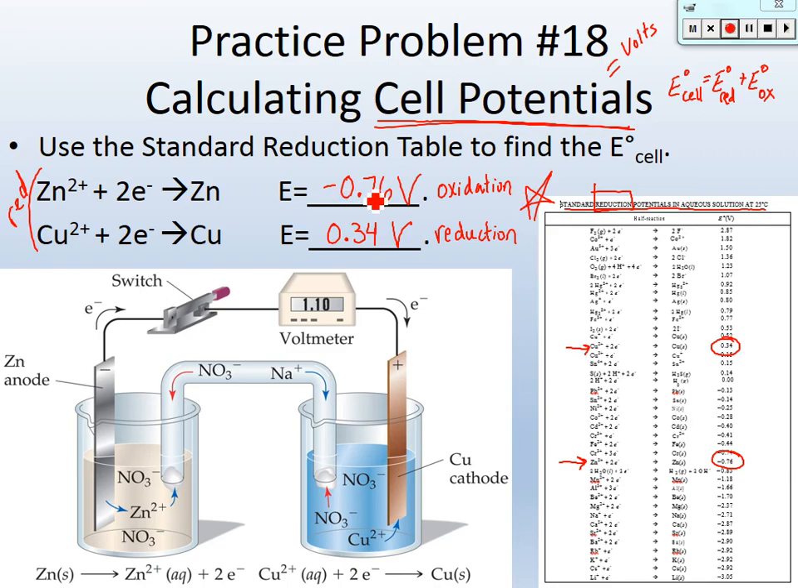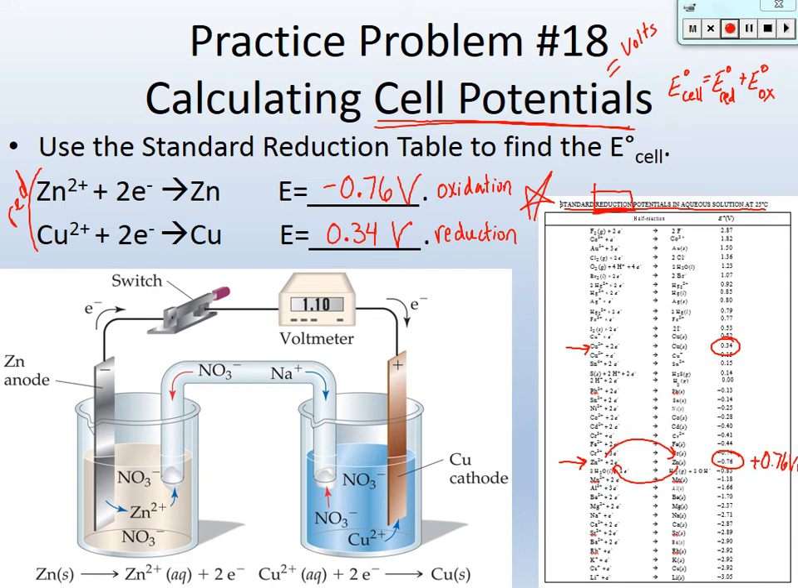Well, it's not given to us as an oxidation half, it's given to us as a reduction half, because this is a reduction table. So what do we do? You have to flip the sign of this, and that will reverse this reaction right here. Moves that over here and this over here, but we have to reverse the sign. So this now becomes positive 0.76 volts.